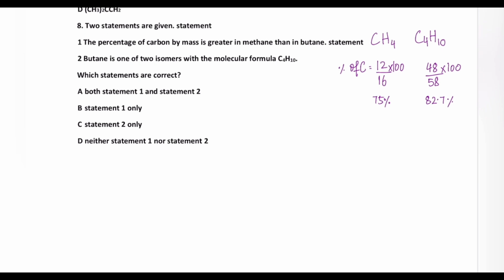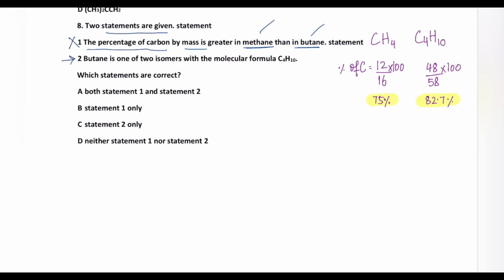Now next question is, 2 statements are given. Statement 1 is the percentage of carbon by mass is greater in methane than in butane. So we will check the percentage of carbon in both methane and butane. In methane the percentage comes out to be 75% and in butane 82.7% of carbon is present. So this is not the right statement.